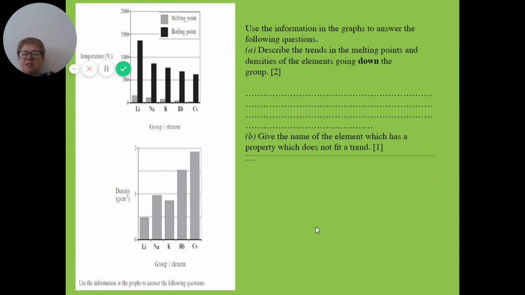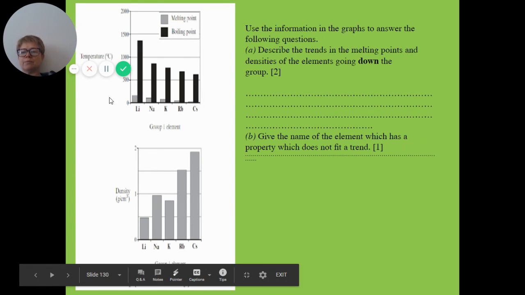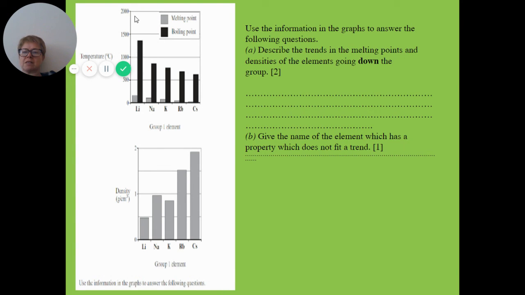Okay, this is the last task I'm going to give you on the video. I want you to have a look at these graphs and see if you can describe what you can see. So let's have a look at the graphs first of all. We've got a graph showing temperature. Temperature is going up our y-axis, so highest up here, 2000. Then we've got our group 1 elements going in order as we see them on the periodic table: lithium, sodium, potassium, rubidium, and cesium. There's one missing, francium.